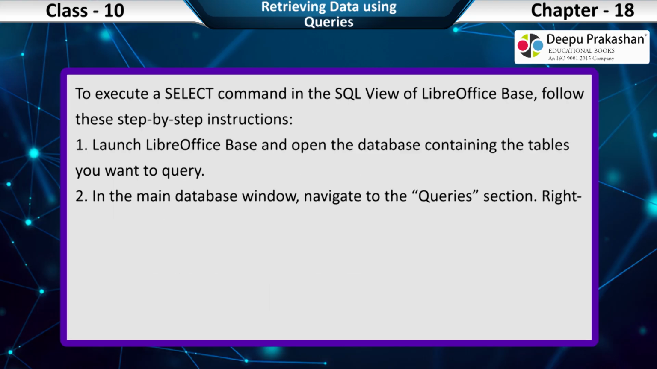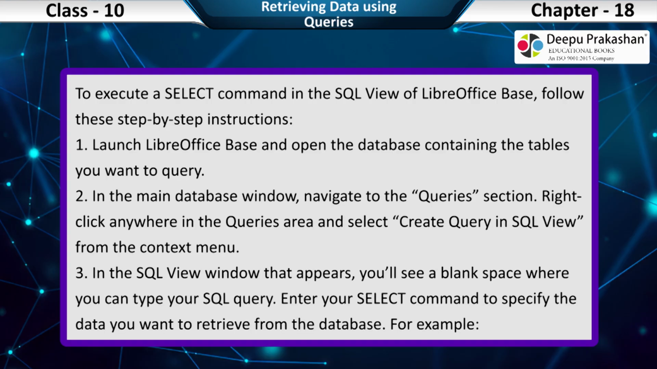To execute a select command in the SQL view of LibreOffice Base, follow these step-by-step instructions. Launch LibreOffice Base and open the database containing the tables you want to query. In the main database window, navigate to the Queries section. Right-click anywhere in the Queries area and select Create Query in SQL View from the context menu. In the SQL View window that appears, you'll see a blank space where you can type your SQL query. Enter your select command to specify the data you want to retrieve from the database.